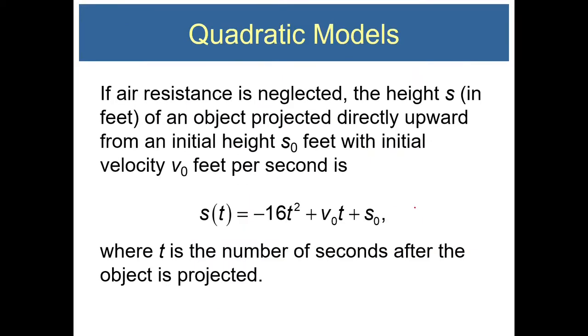Let's look at some quadratic models. If air resistance is neglected, the height s in feet of an object projected directly upward from an initial height of s0 feet with initial velocity v0 feet per second is given by s of t equals negative 16t squared plus v0 t plus s0, where t is the number of seconds after the object is projected.